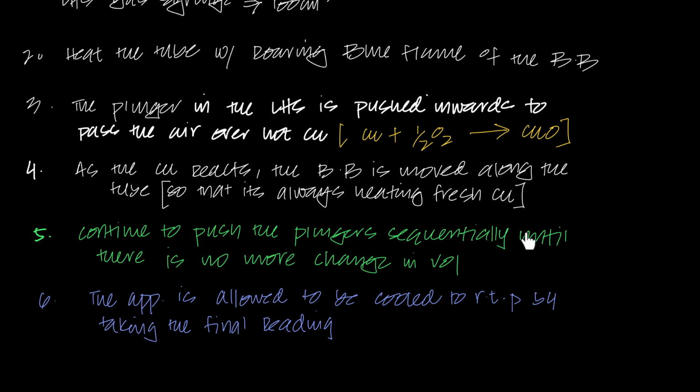And then you continue to do this sequentially, left to right, right to left, left to right, right to left. Just make sure to not push it so much that the plunger pops out of the other hand side, right? So you're going to continue to do this sequentially until there's no more change in the volume, and then you allow the apparatus to cool down at room temperature and pressure before taking the final reading.